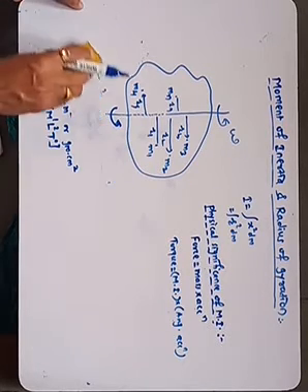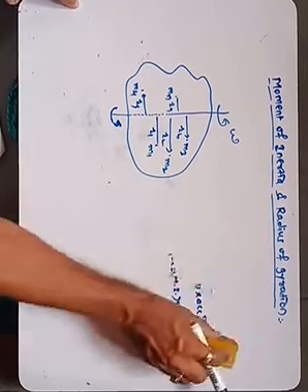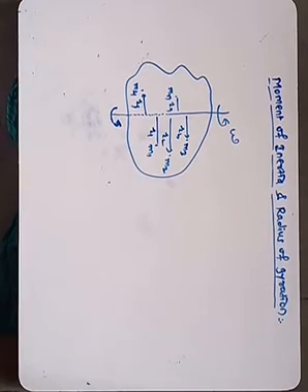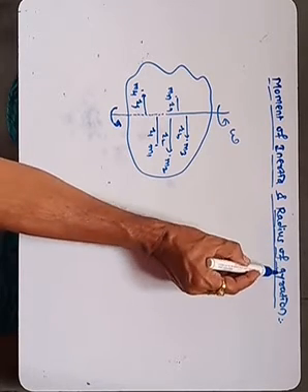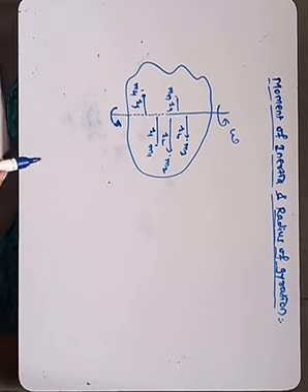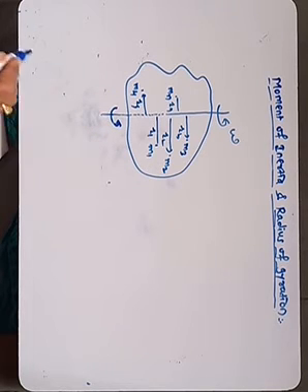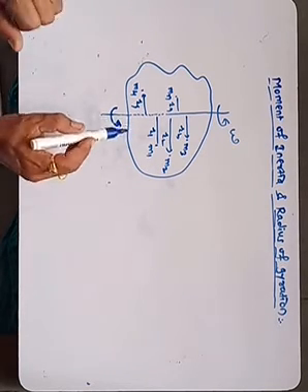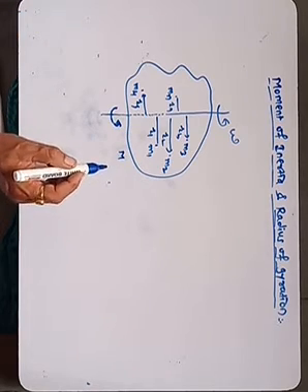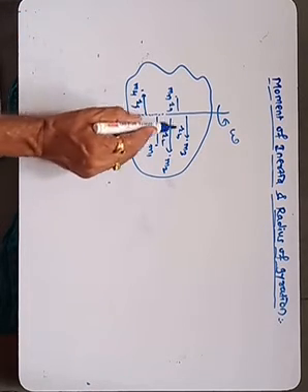Now we will see radius of gyration. The radius of gyration of a body about a given axis of rotation is the distance between the axis of rotation and the point at which the whole mass of the body is supposed to be concentrated so as to possess the same moment of inertia as that of the body. Suppose this is the body of mass m, and suppose I is the moment of inertia of this whole body.